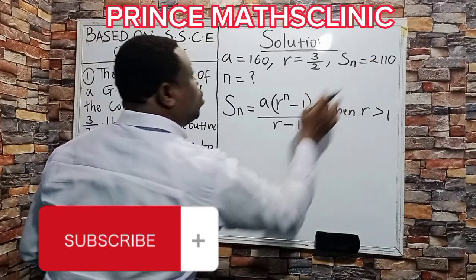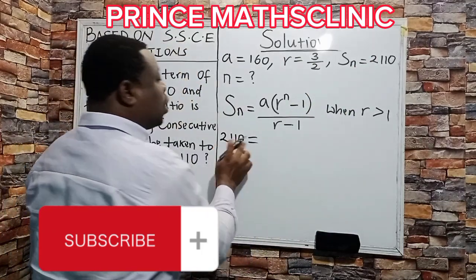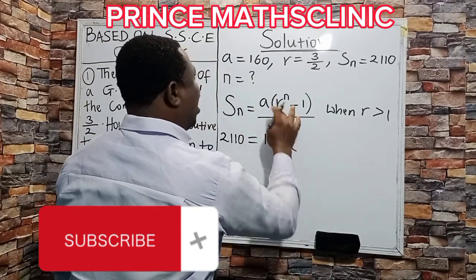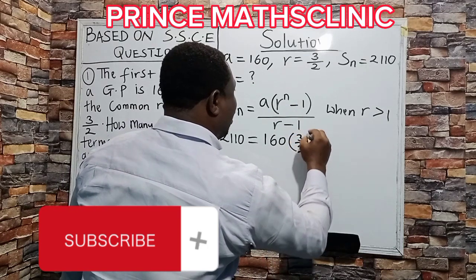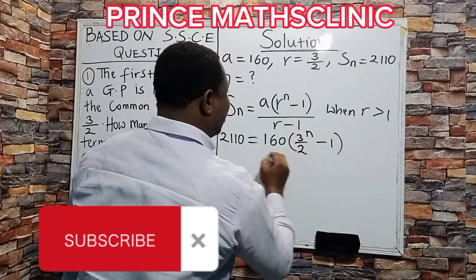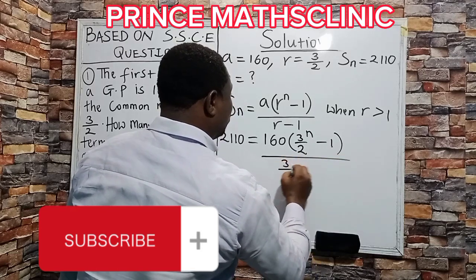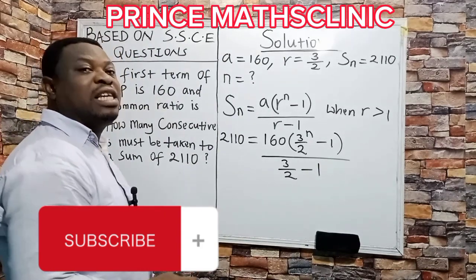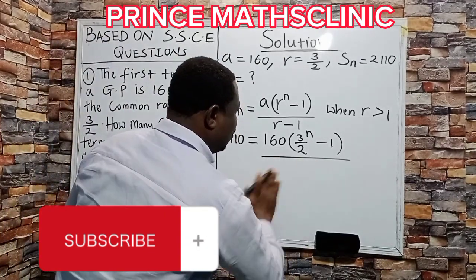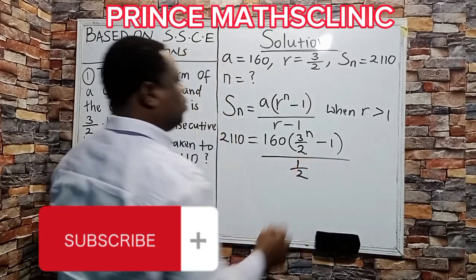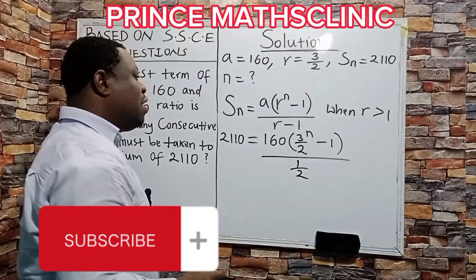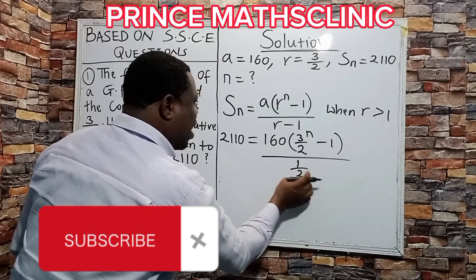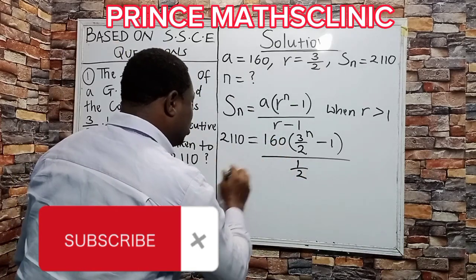The sum, let's substitute all that we know. 2110 is the sum. Our A is 160. Our r is 3/2. n is what we don't know, then minus 1, over r minus 1, which is 3/2 minus 1. Now, 3/2 is 1.5, and 1.5 minus 1 will give you half. Right? So therefore, half can divide 160, half can go in, hence it will look like this.